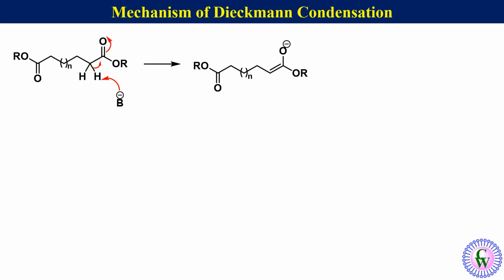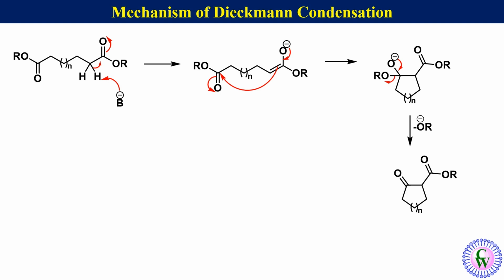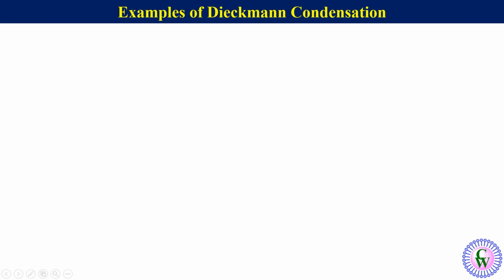Mechanism of Dieckmann condensation. Diester has acidic alpha protons. Base abstracts one of the alpha protons to produce enolate, which undergoes addition to ester group like this to produce this cyclic intermediate. The cyclic intermediate then removes alkoxide ion like this to produce cyclic beta-keto ester.